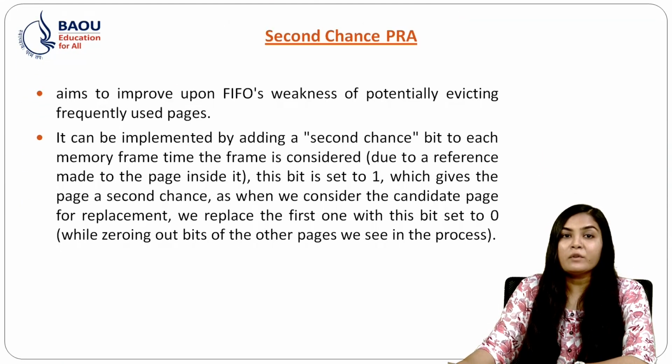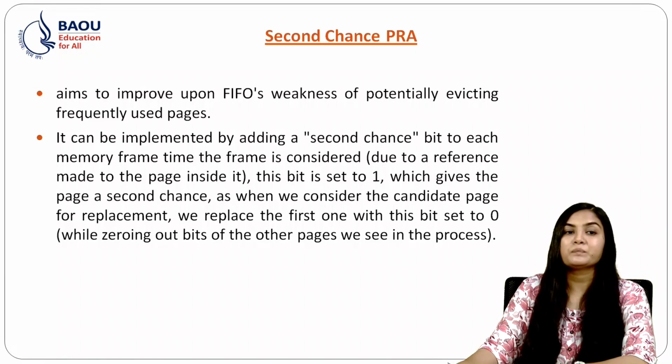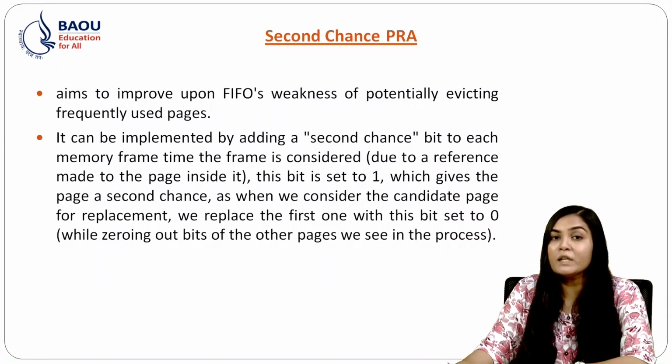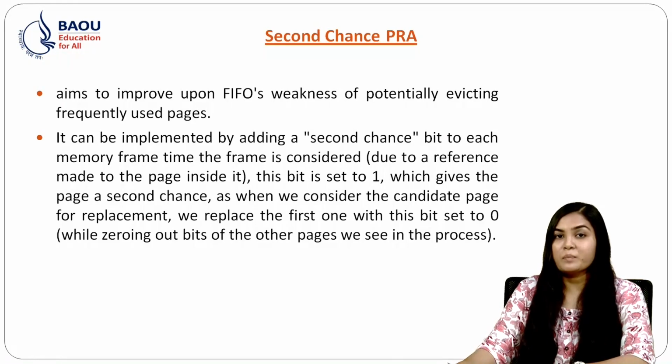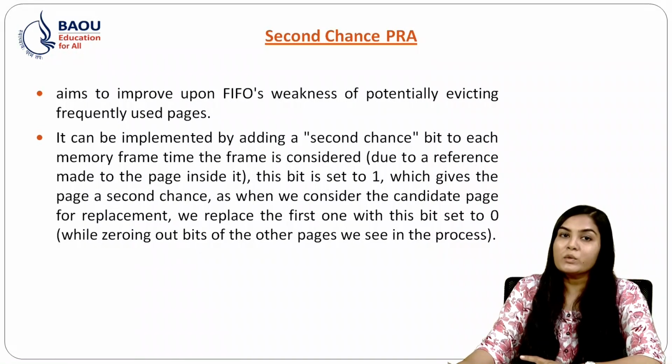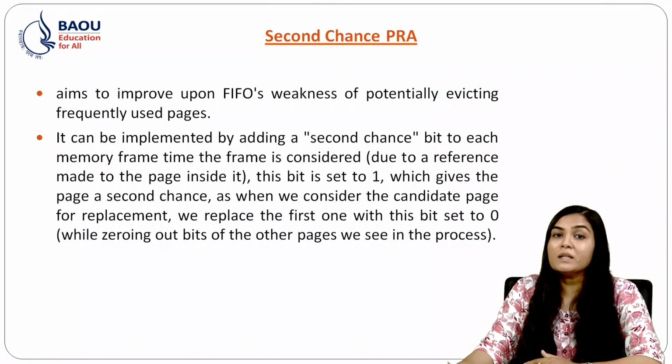So in our next slide, we will understand the second chance page replacement algorithm. This algorithm aims to improve upon first in first out's weakness of potentially evicting frequently used pages. It can be implemented by adding a second chance bit to each memory frame. Each time the frame is considered due to a reference made to the page inside it, this bit is set to 1, which gives the page a second chance.